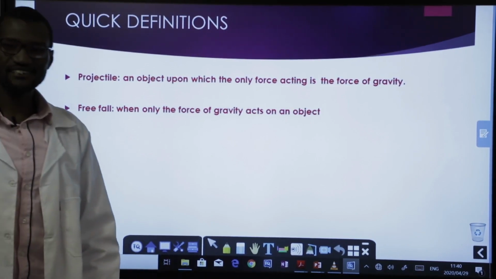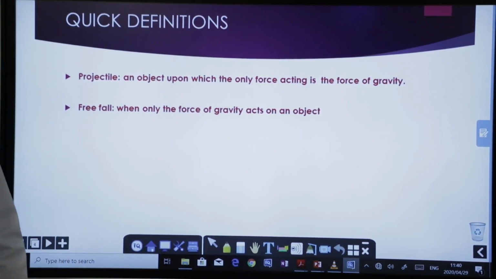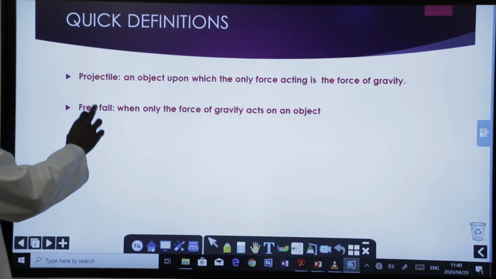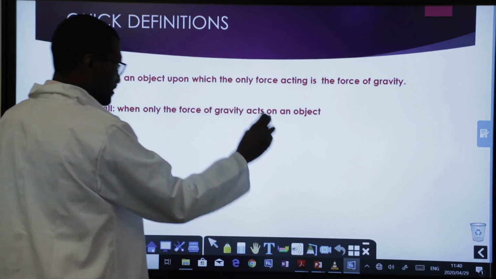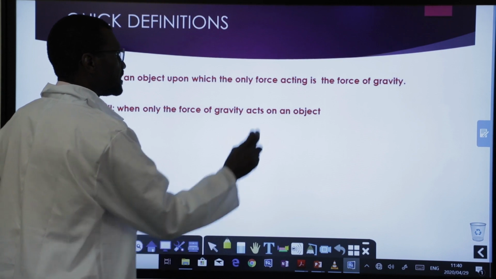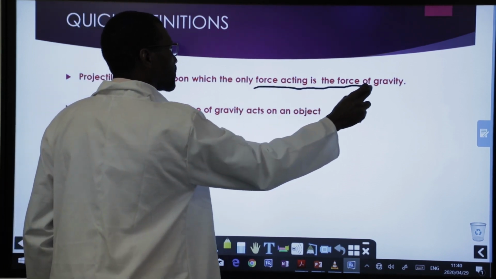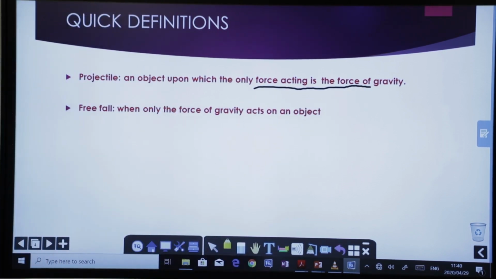Just a few quick definitions before we look at projectile motion. What really is a projectile? A projectile is simply an object upon which the only force acting is the force of gravity.